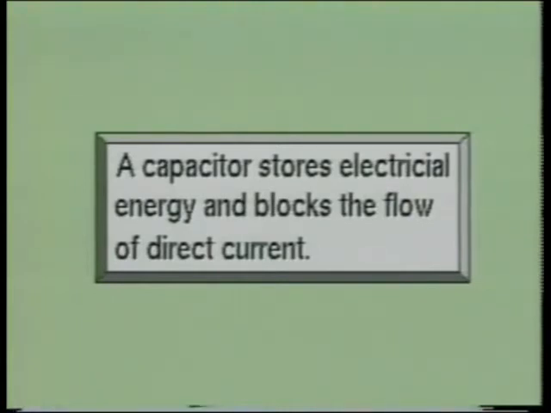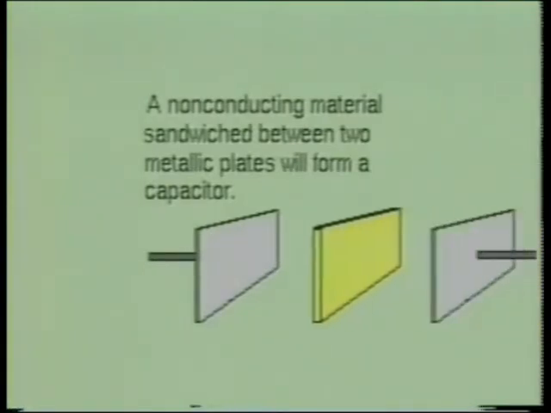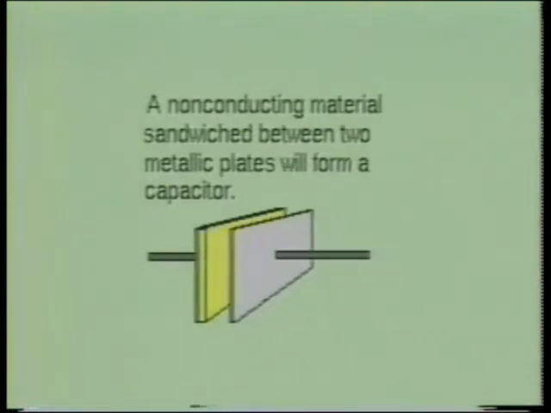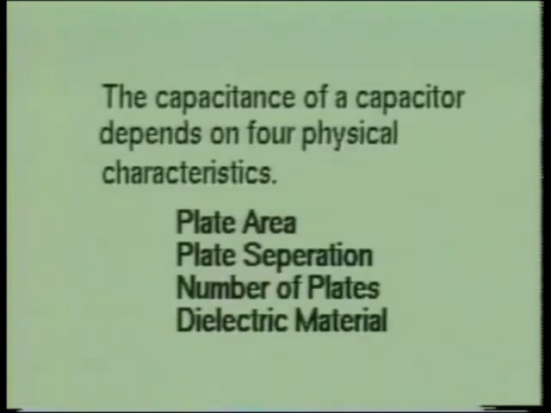Basically, a capacitor has the ability to hold a charge of electrons. The number of electrons it can store under a given voltage is a measure of its capacitance. Two separate metallic plates with a non-conducting material sandwiched between them form a simple capacitor. The capacitance of a capacitor is dependent on the physical characteristics of the capacitor. These characteristics are first the plate area, second the plate separation, third the number of plates, and fourth the nature of the dielectric material. Let's take a look at dielectric material.